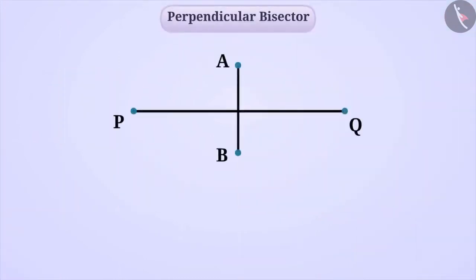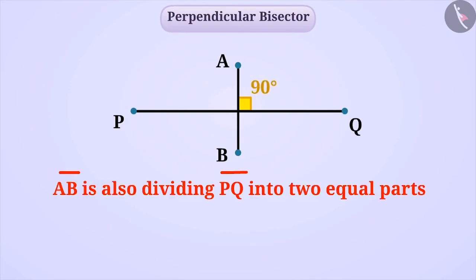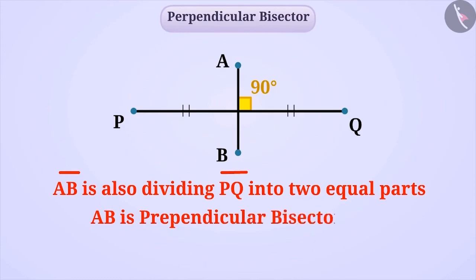Consider the line segment AB is perpendicular to line segment PQ, and along with this, it is dividing line segment PQ into two equal parts. In such situations, we say that line segment AB is perpendicular bisector of the line segment PQ.